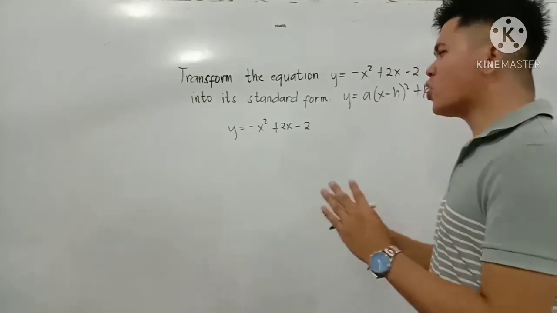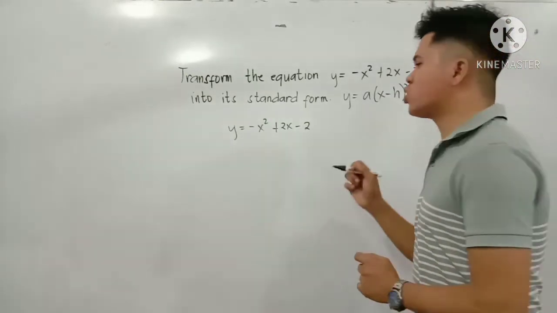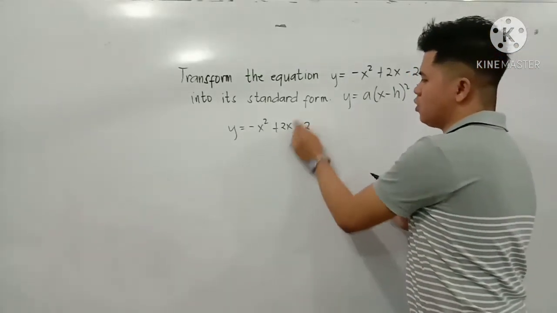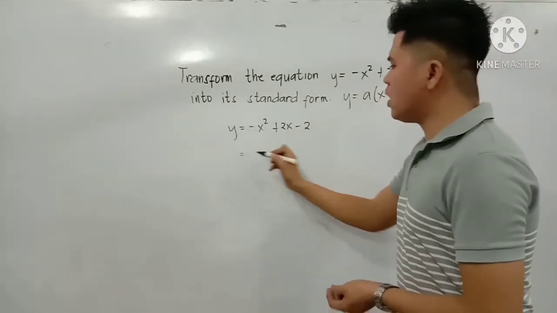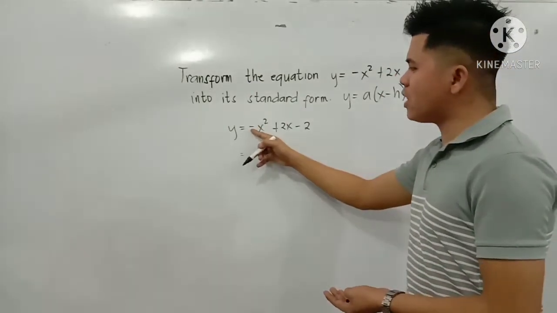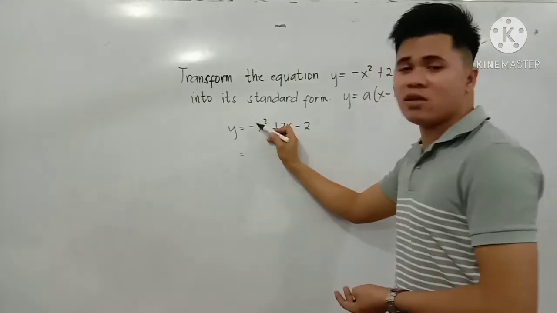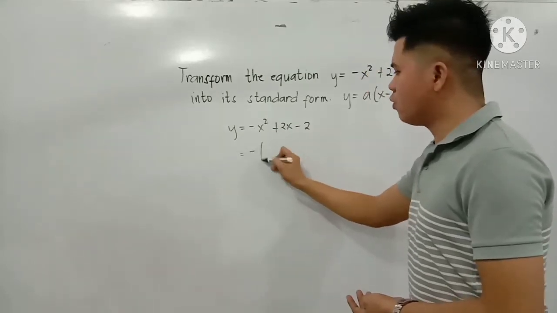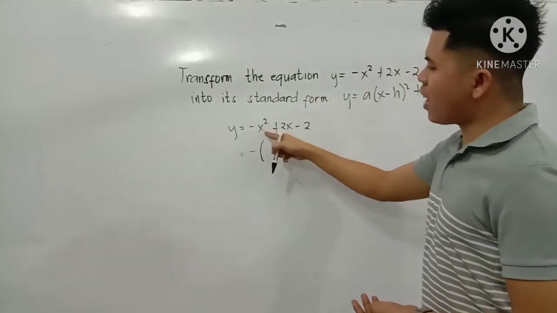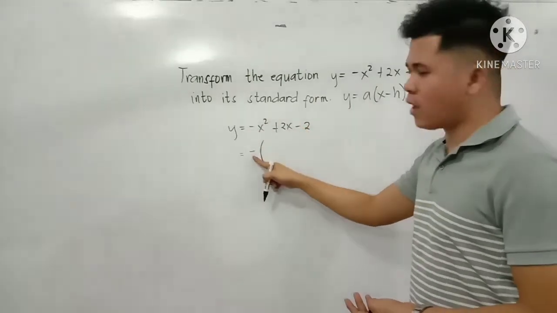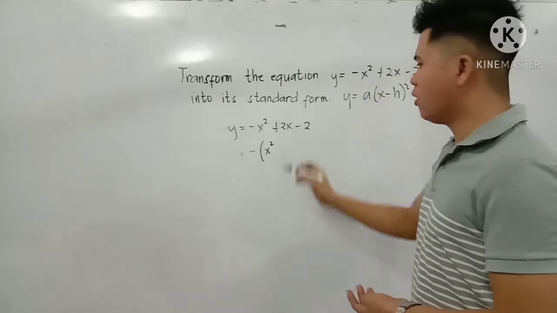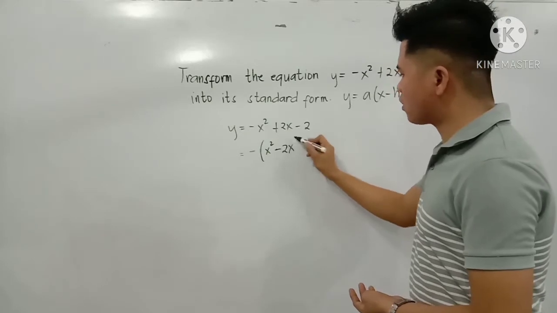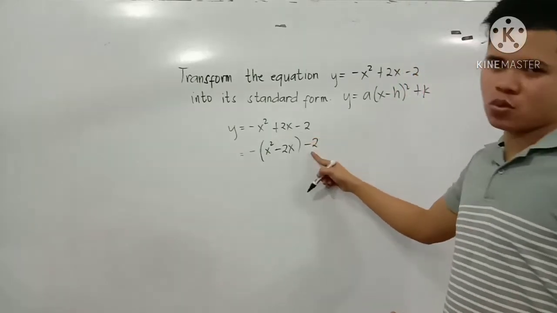So first, factor out the coefficient of our quadratic term from the first and second term. Again, do not include the constant. So, the coefficient of our quadratic term is simply negative 1. It has here an imaginary 1. So we factor out the negative 1. Then, negative x squared divided by negative 1 is simply positive x squared. Then, positive 2x divided by negative 1 is negative 2x. Then, just copy the constant, negative 2.